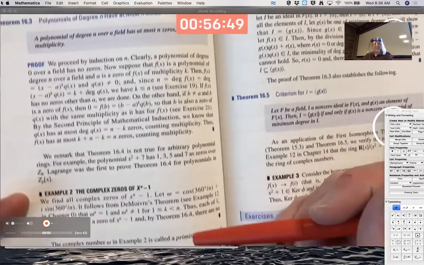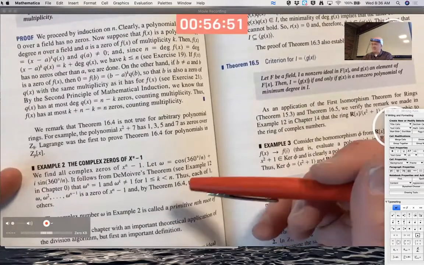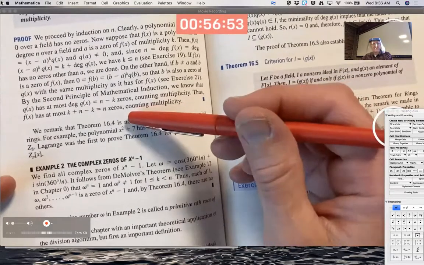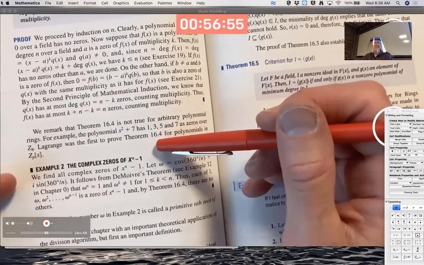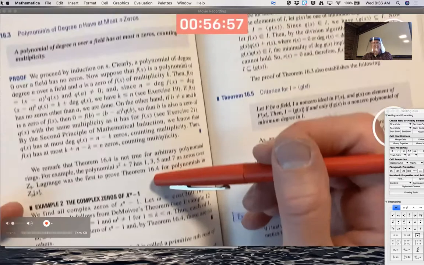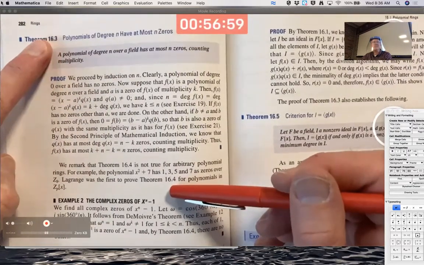By the way, I did notice in reading this, there's a couple typos here. In both cases, right below the proof of this should be saying theorem 16.3, because that's what this one is, not 16.4.